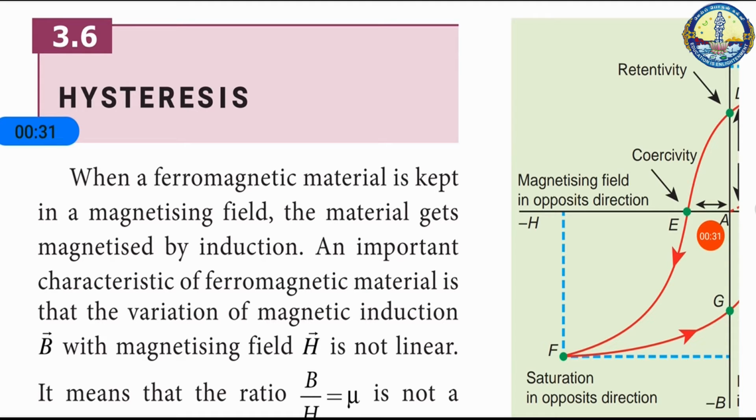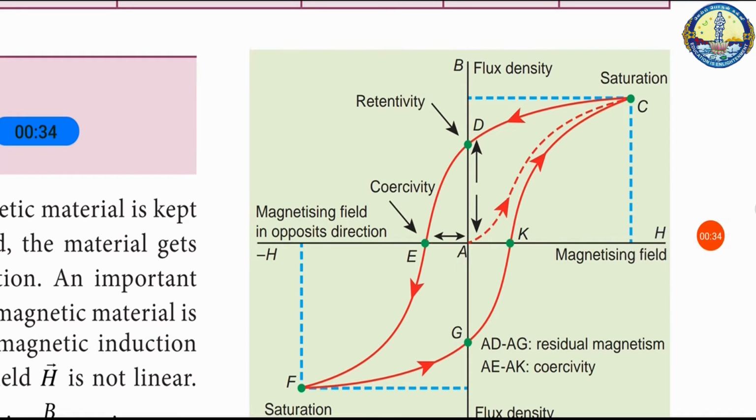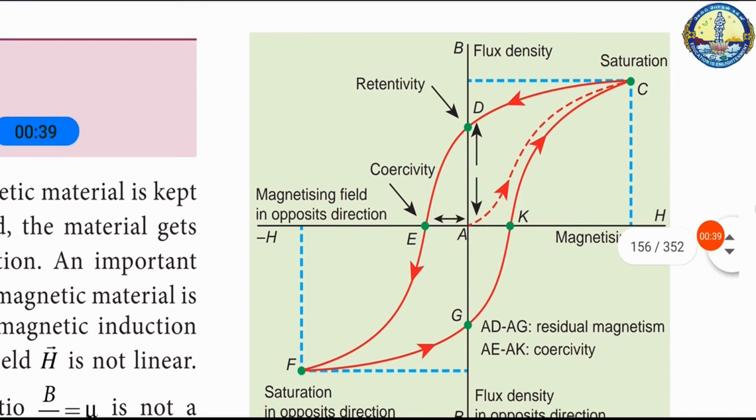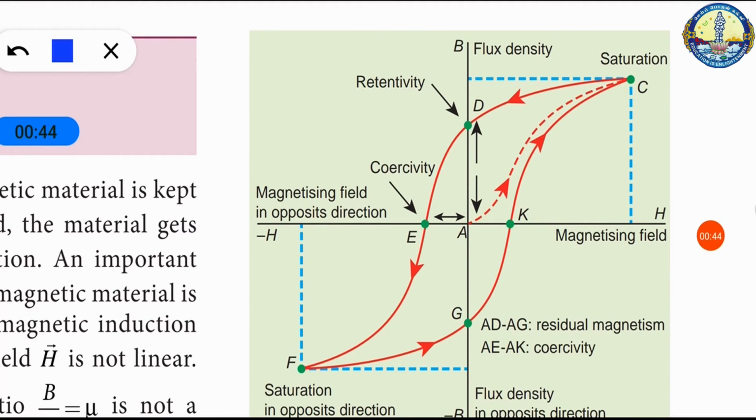For example, a ferromagnetic material, let us consider iron, is magnetized slowly by a magnetizing field H. Then the magnetic induction B of the material increases from point A with the magnitude of the magnetizing field and then attains the saturation level C. This response of the material is depicted by the path from A to C.